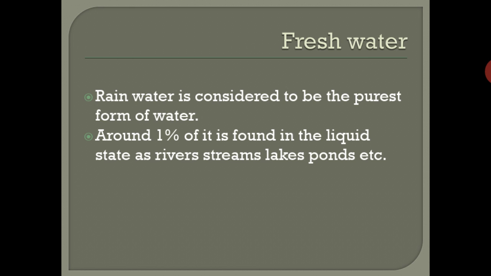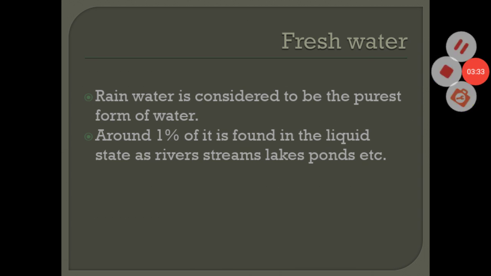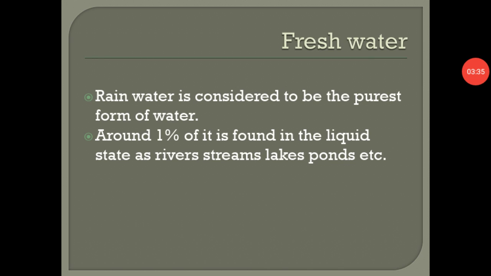Because it is pure water, the content of salt is very low. That is the reason rainwater is considered the purest form of water, as it contains a very small proportion of salts when compared to the ocean and seas. Hence it is called fresh water. A major part of the fresh water is found in the frozen state in the form of ice caps and glaciers. Around 1% is found in the liquid state as rivers, streams, lakes, ponds, etc. Surface water may also penetrate through porous rocks and get collected beneath the surface. This is called groundwater.